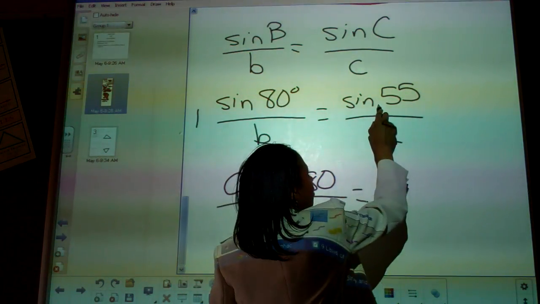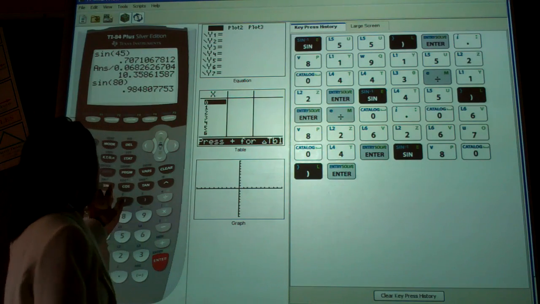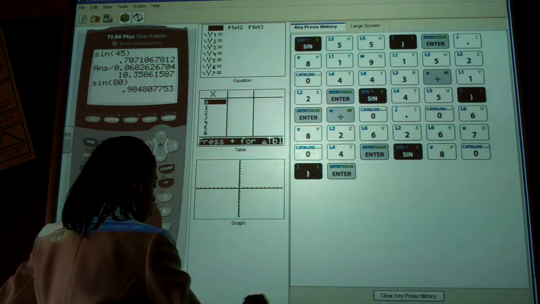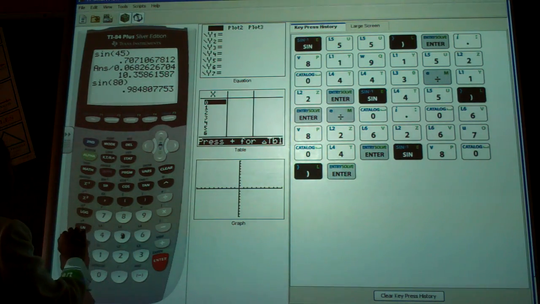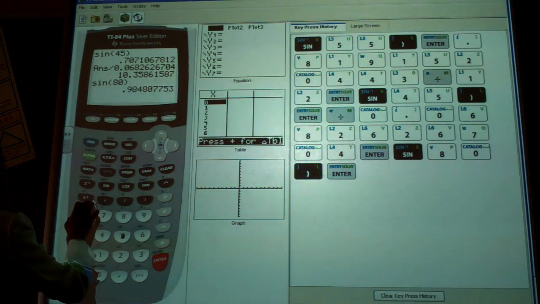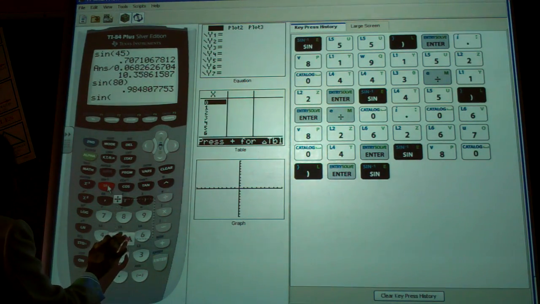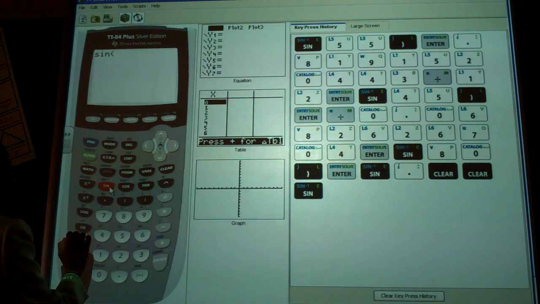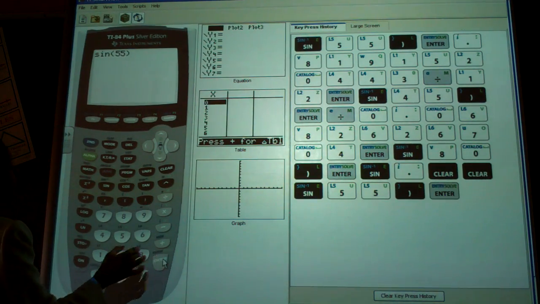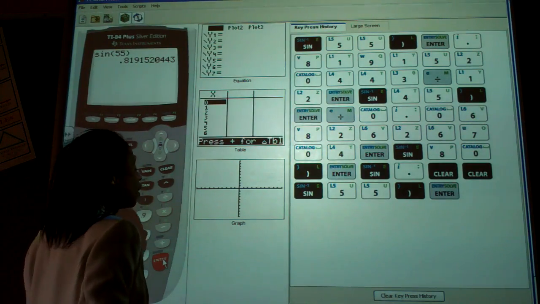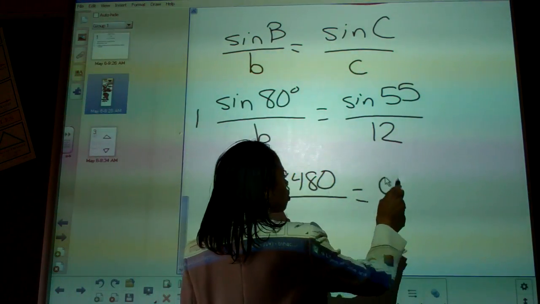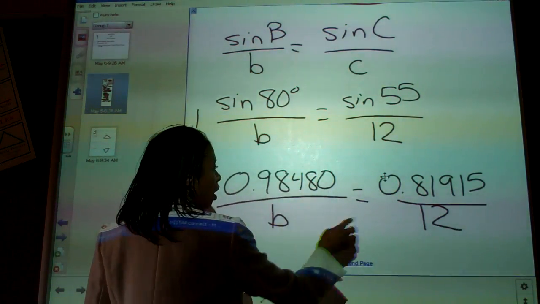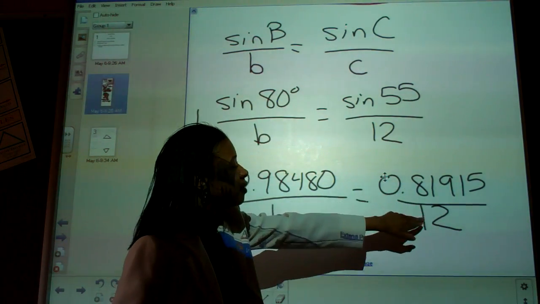B equals the sine of 55 degrees. Let's check the sine of 55 degrees, which we've done before. All right, the sine of 55 degrees. Let me hit clear. Sine of 55 degrees is equal to this number here, 0.81915. Alright, so 0.81915 divided by 12. So now I can see what that is in the calculator.